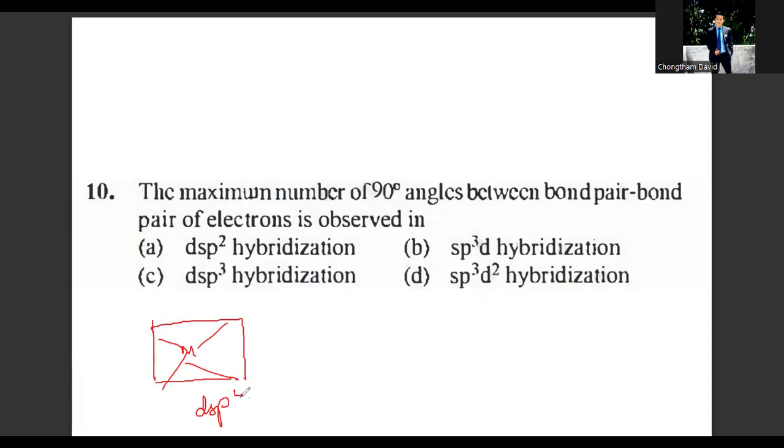And in the case of sp3d, the hybridization of the central atom would be sp3d, and it is trigonal bipyramidal. The number of 90-degree bond angles between them would be 6. The number of 90-degree angles is 6. This is sp3d.